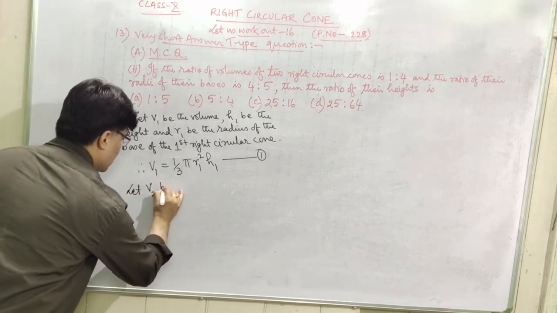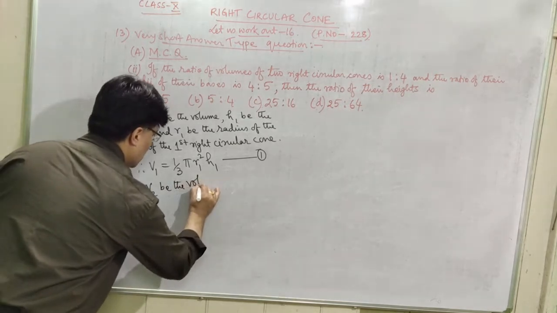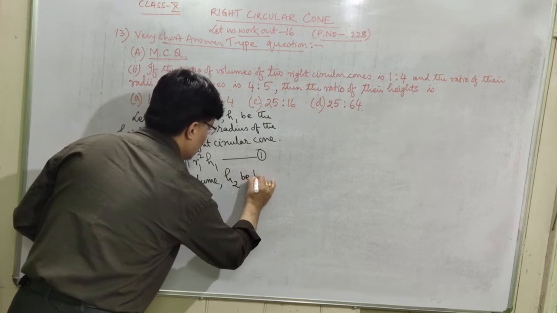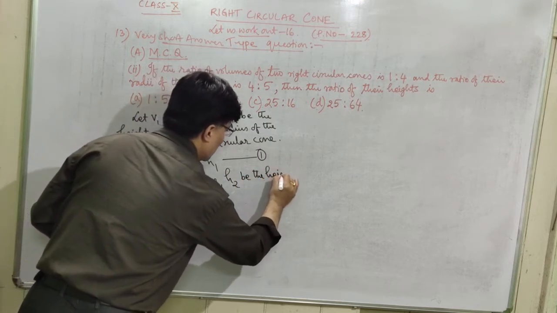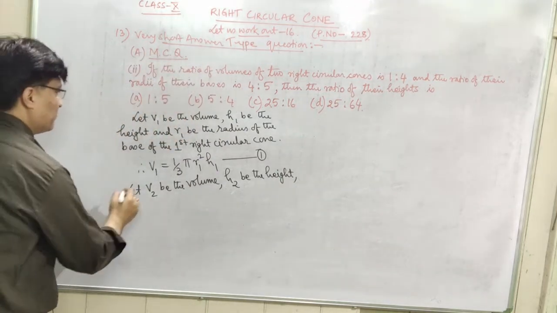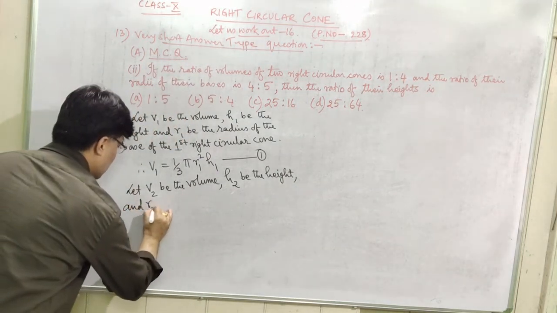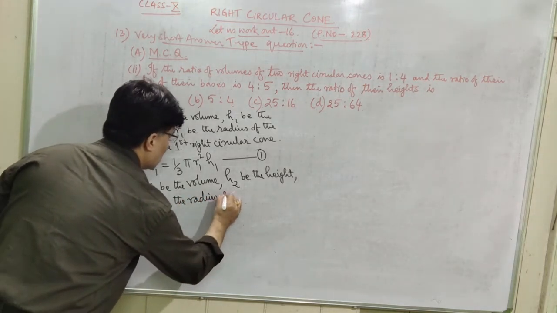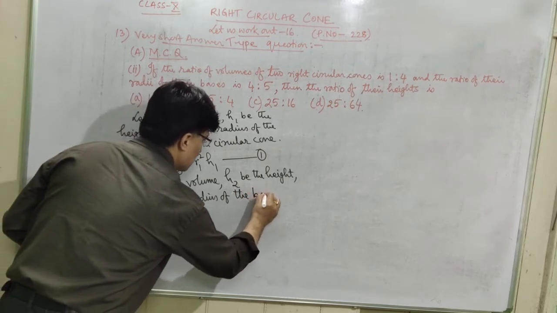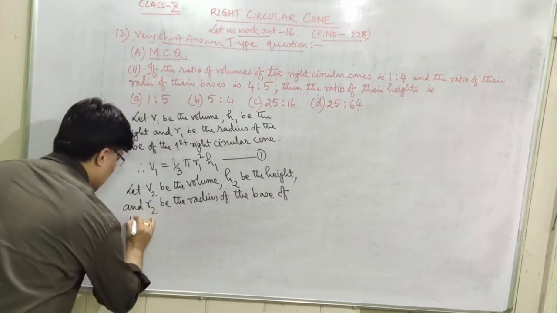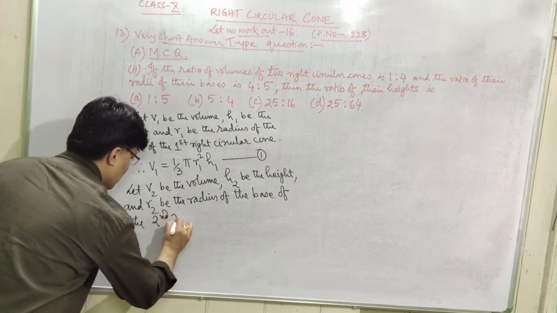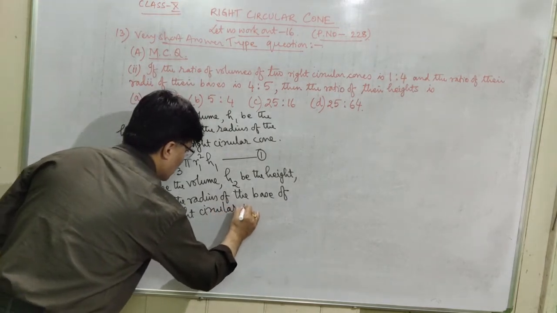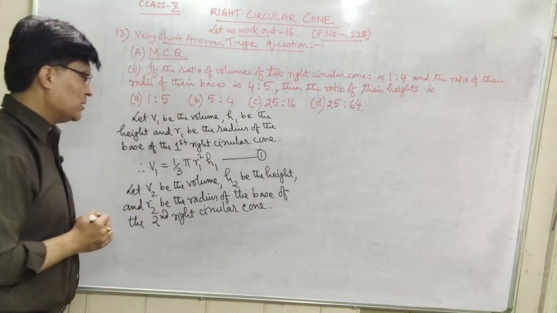Let V2 be the volume, H2 be the height, and R2 be the radius of the base of the second right circular cone.